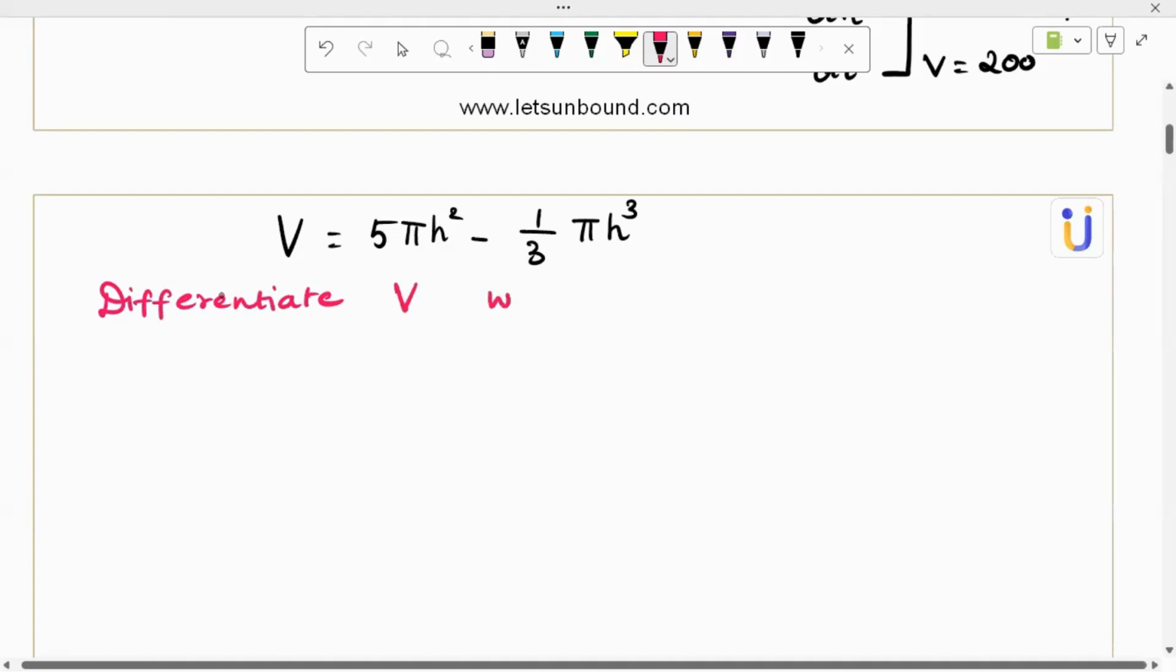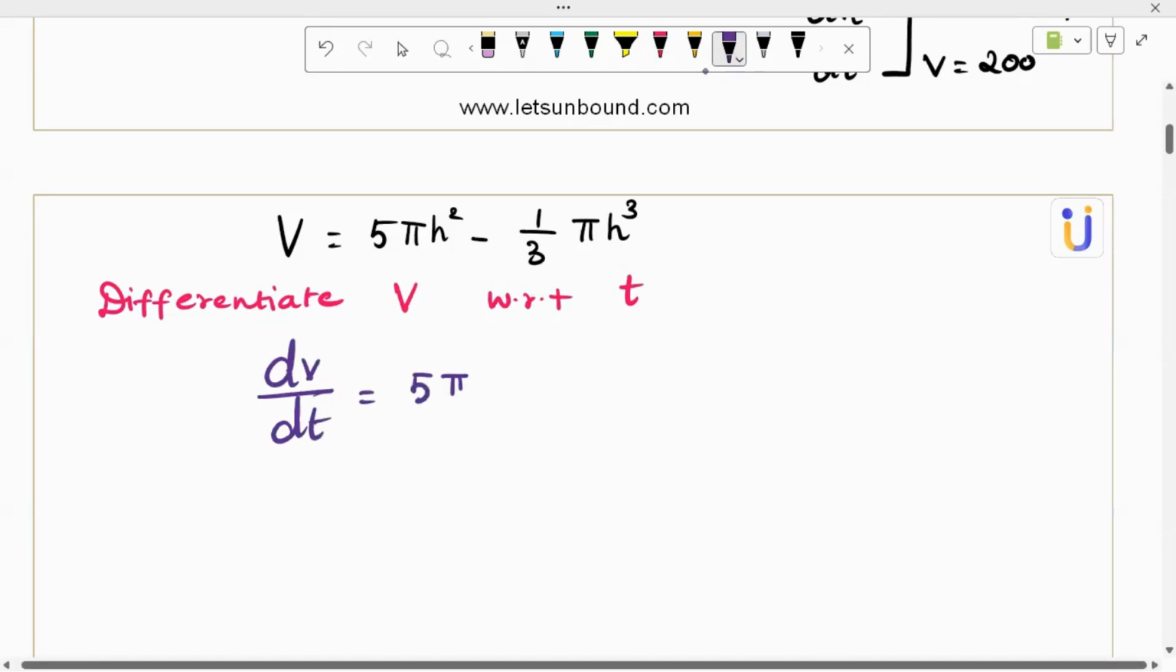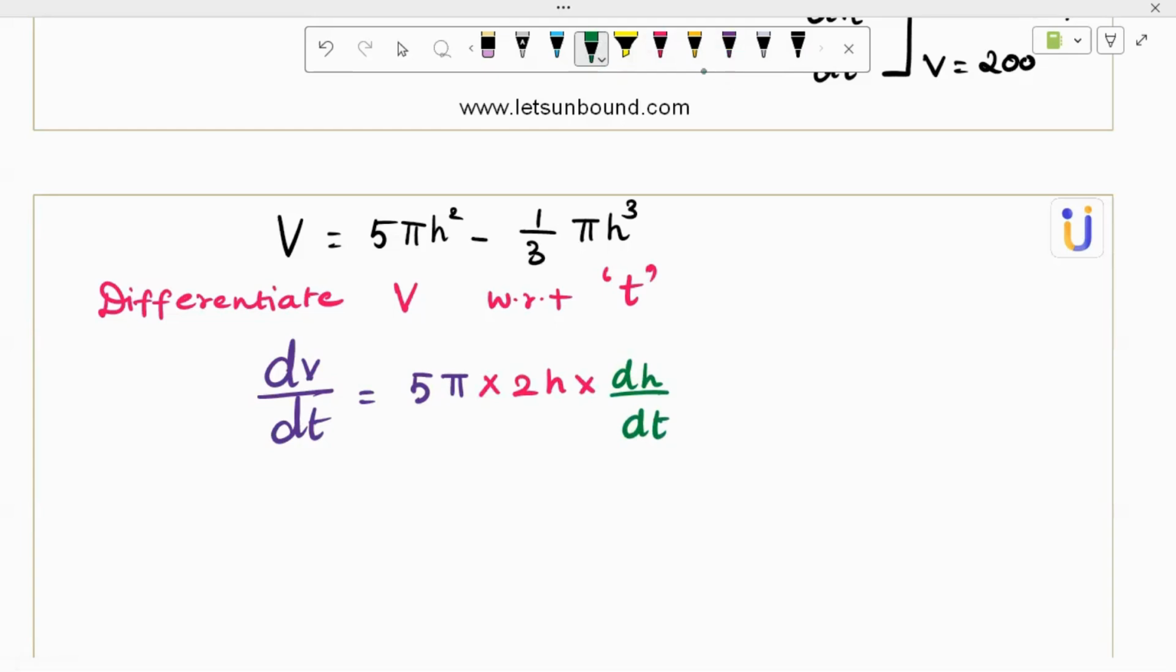Differentiate V with respect to t. So h is a function of t, right? So how can we do it? dv over dt is equal to 5 pi, which is a constant, and for h square normally you will differentiate to get 2h, but it is not a differentiation with respect to h. Since it's with respect to t, I have to multiply by dh over dt. If you see t square, it is just 2t, but since it's h square and we are differentiating with respect to t, this has to be included.